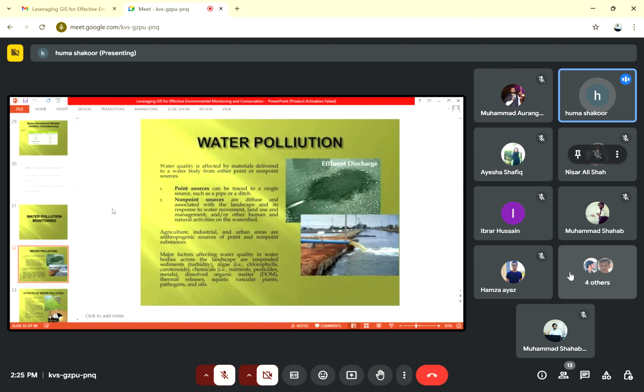Now, what is water pollution? Any undesirable change in the concentration of the original water constitution and composition is called water pollution. There are different sources of water pollution. One is called the point source and the other is called the non-point source. Point sources are those sources from which the water is directly polluted.